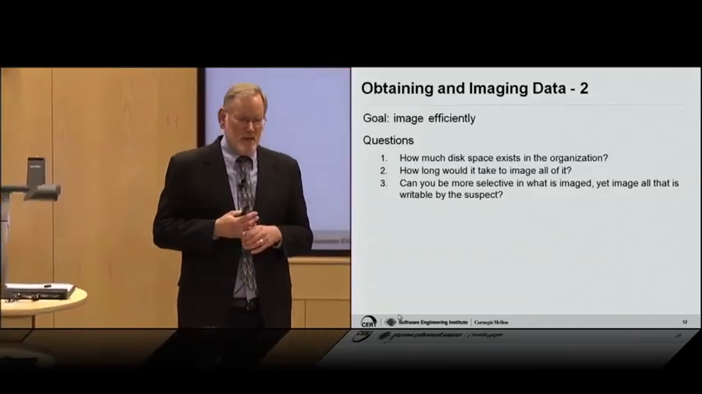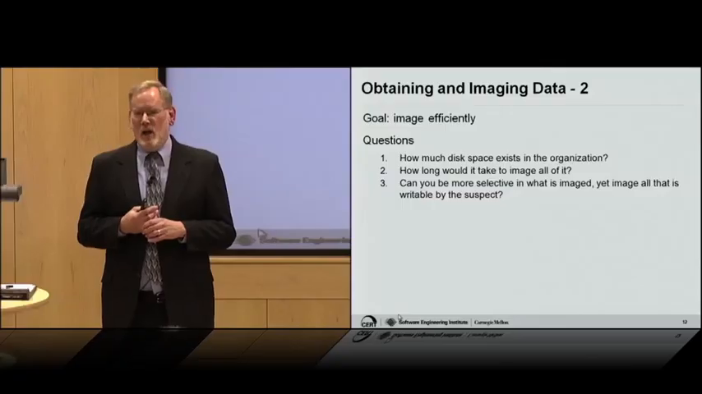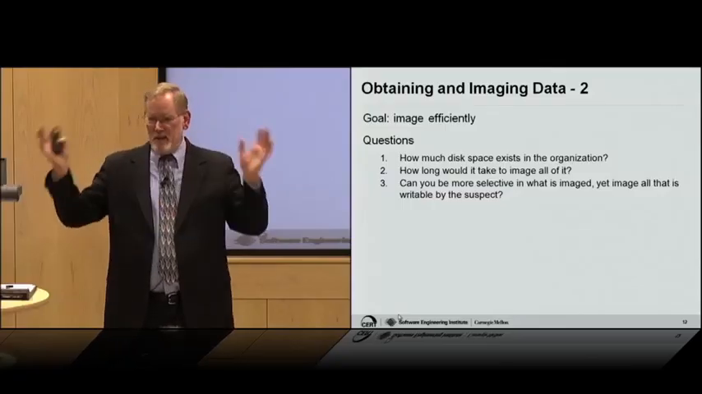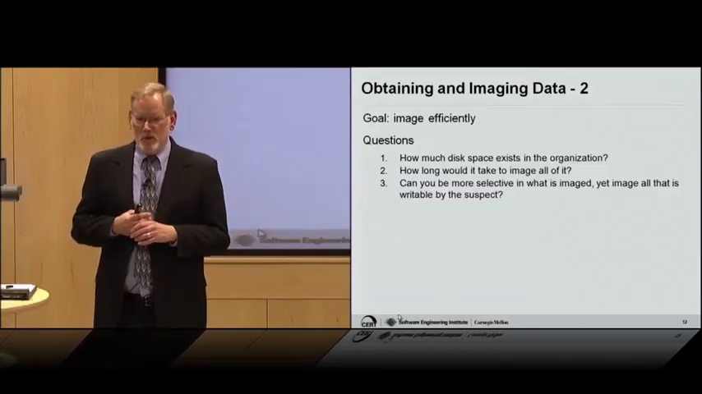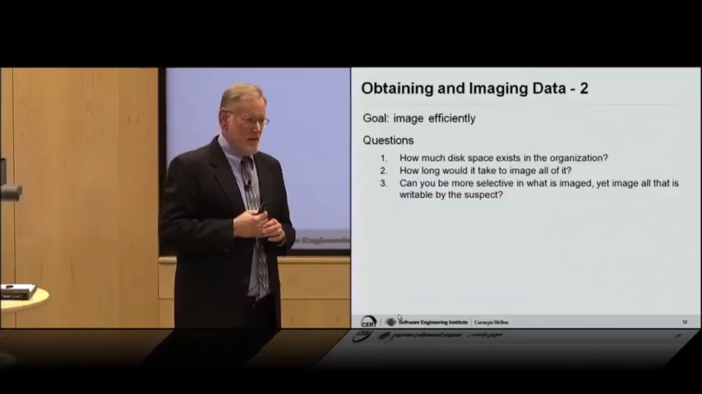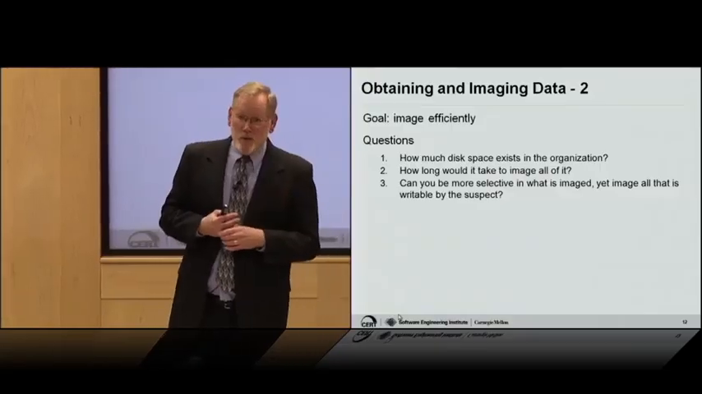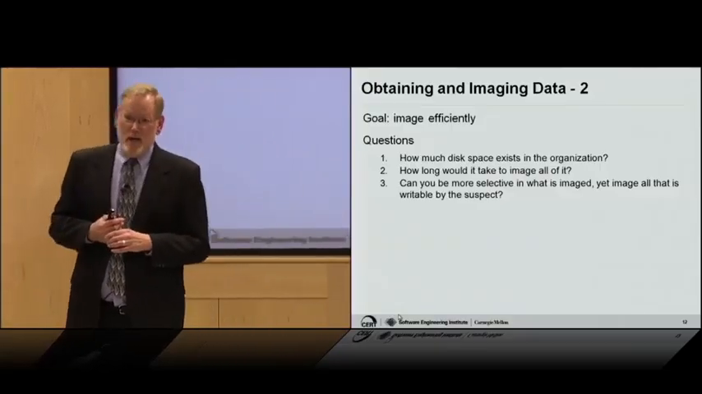So how much disk space exists in the entire organization? How long would it take to image everything? And can you be more selective so that you image only what you need or only what you think you need? Key point here is you may not get a chance to go back a second time.